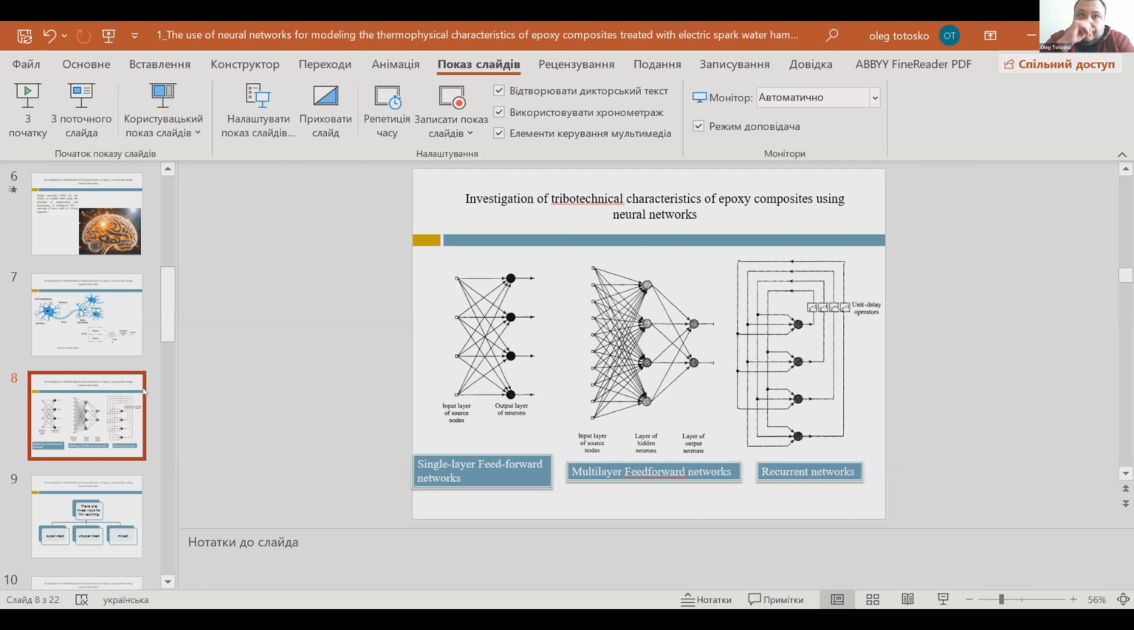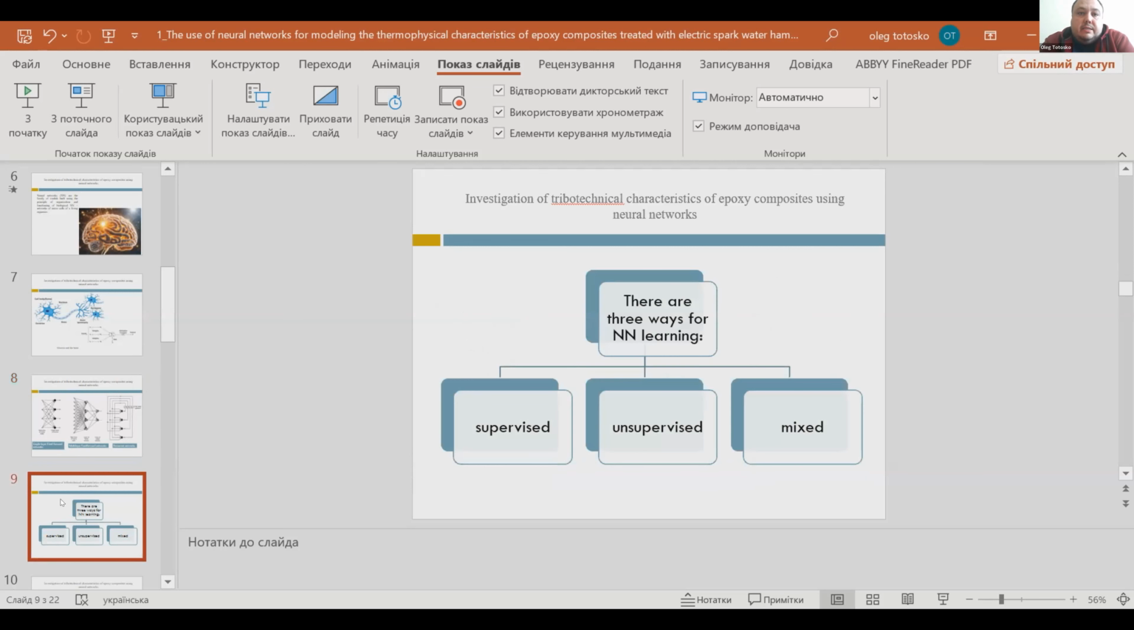Single-layer feed-forward network and multi-layer feed-forward network. In supervised learning, the case takes a teacher's participation, with knowledge presented in the form of input-output pairs. A network with unsupervised learning cannot connect an answer to each sample of the training set. In the mixed case, part of the weights is defined by supervised learning, while the other part is obtained when the network is self-learning.